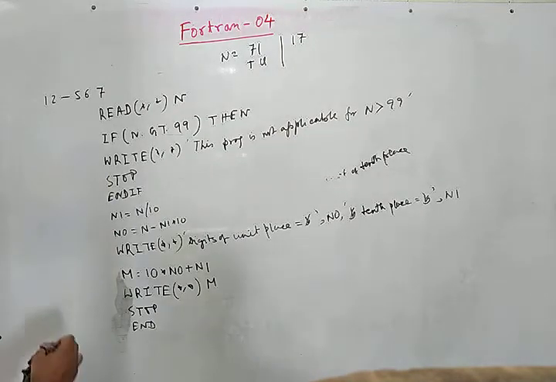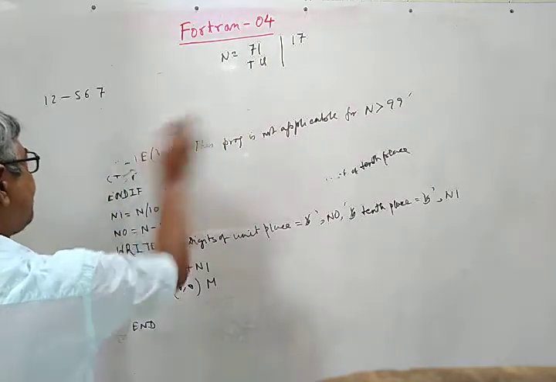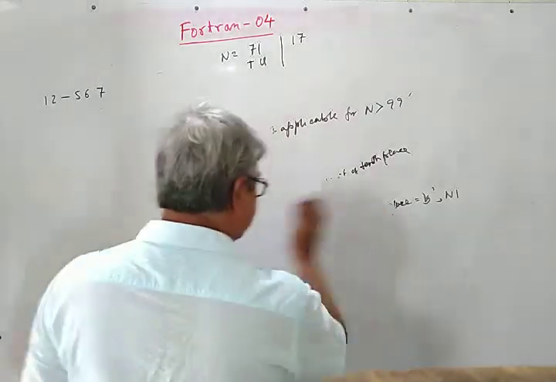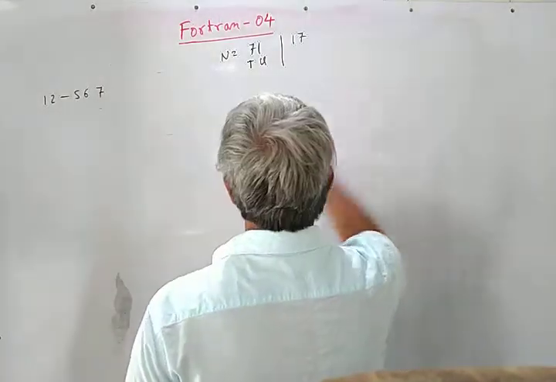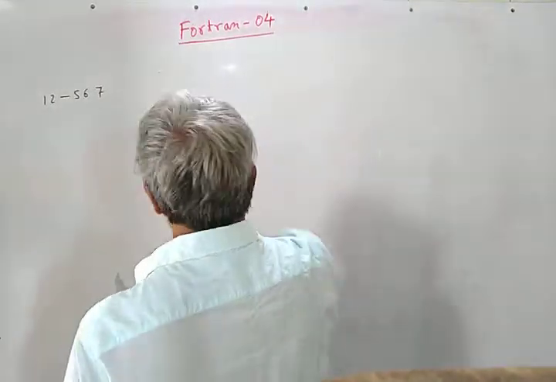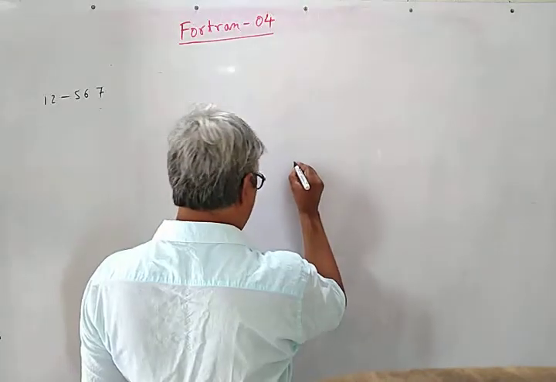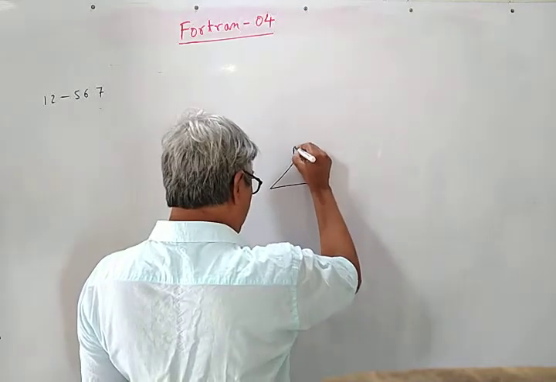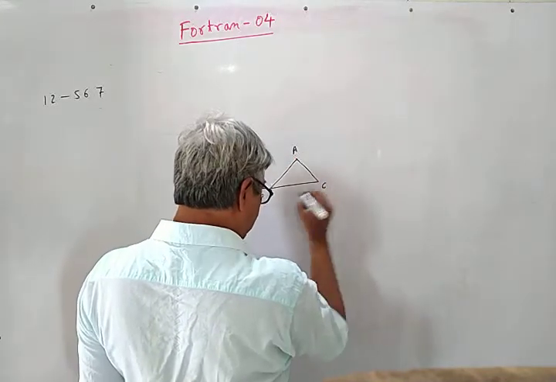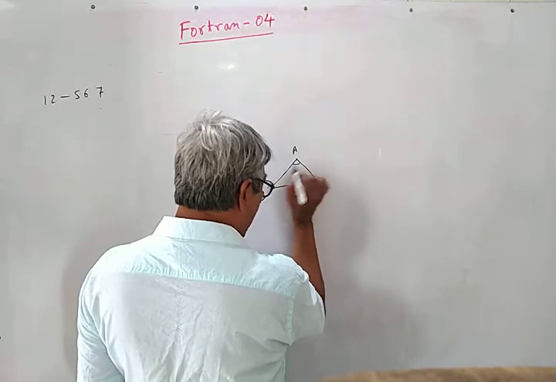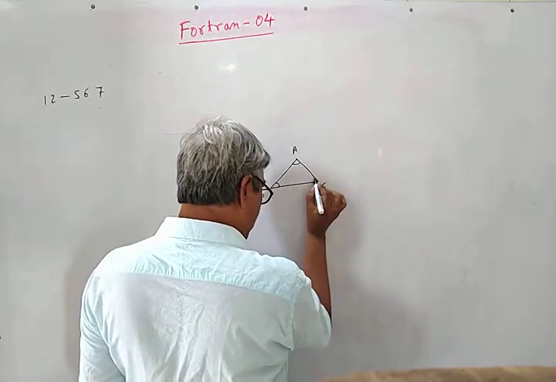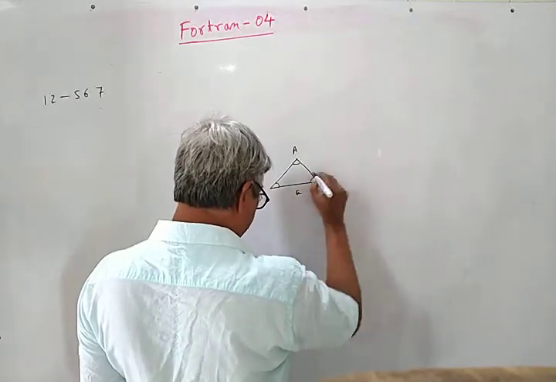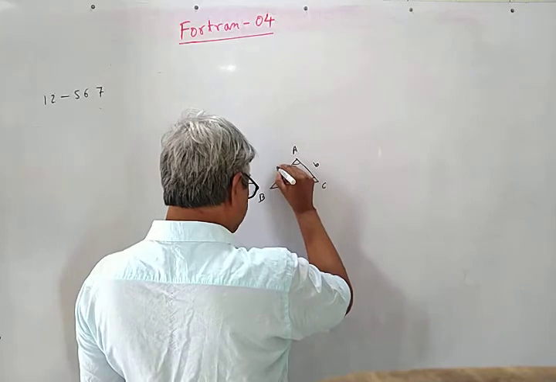As the next example, I consider the relation between the angles and sides of a triangle. We know that if we have a triangle ABC, then in general by capital A we mean the angle A, capital B is the angle B, and capital C is the angle C. The side opposite to angle A is denoted by small a, small b, small c.